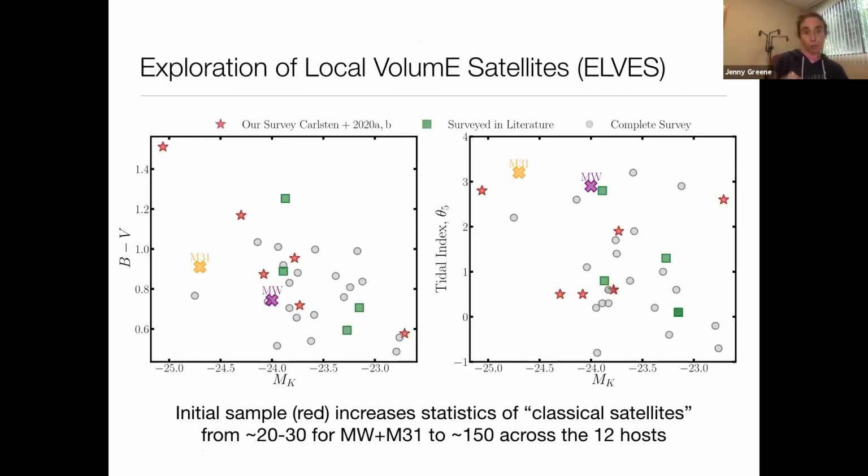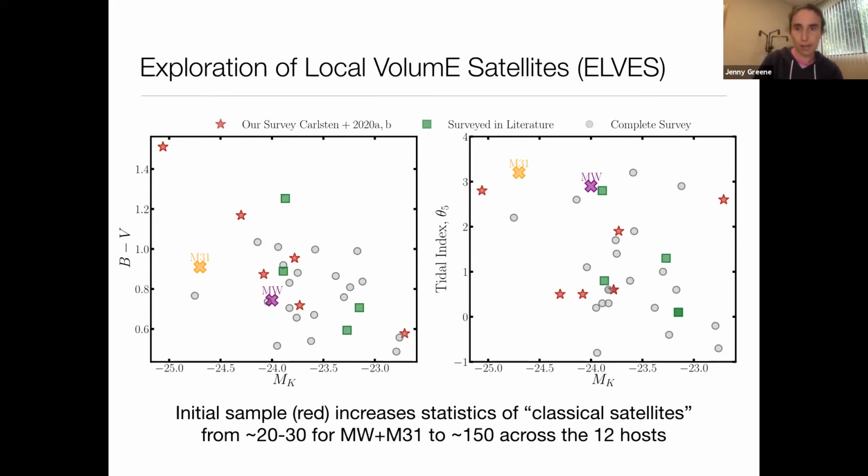With CFHT or Gemini ground-based imaging, we can get out to about 10 megaparsecs. This is a volume-limited sample of hosts in ELVES. In color are things that have red stars, or things that Scott published in 2020. There's obviously a bunch of hosts that have already been done in the literature, and then he's finishing up the full survey paper, which will be roughly 30 hosts altogether.